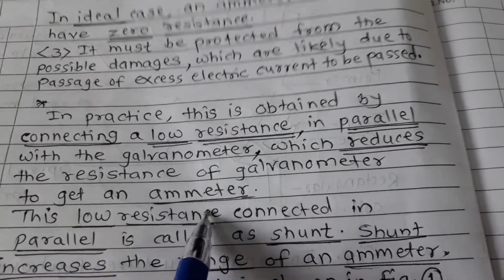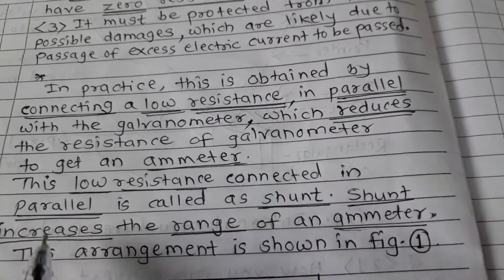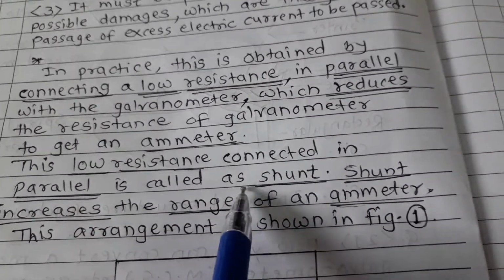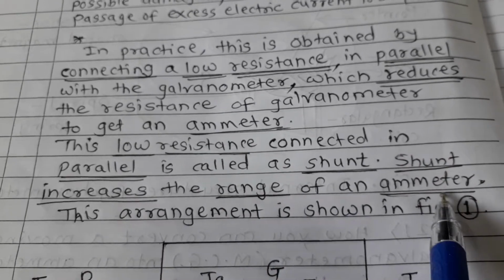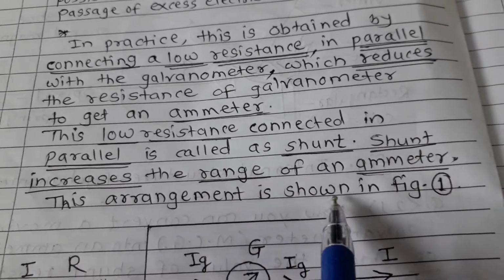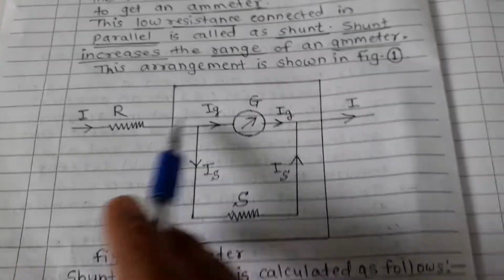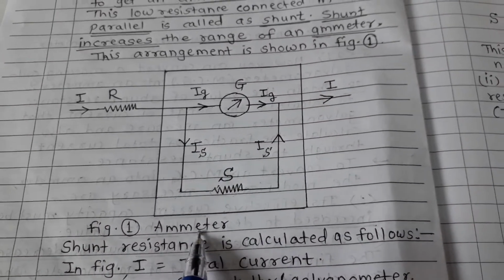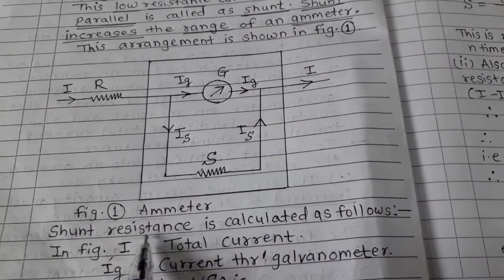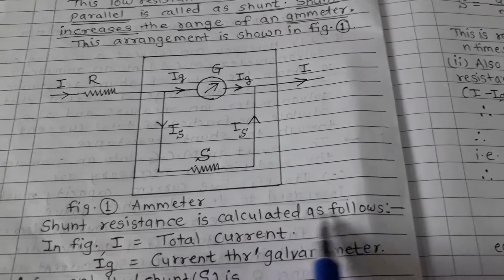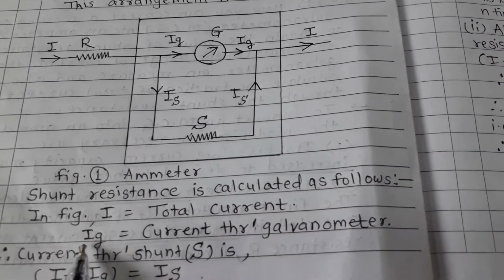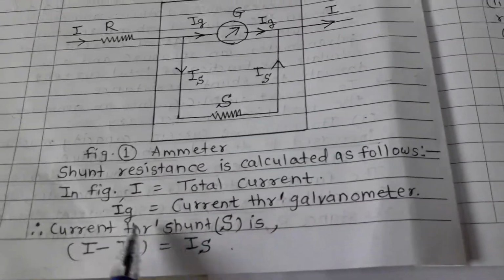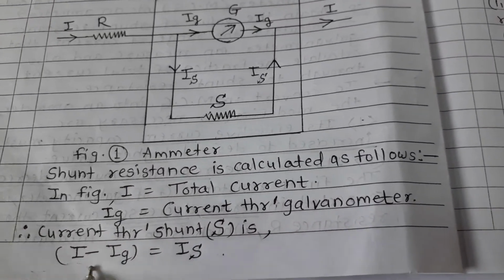This low resistance connected in parallel is called a shunt. A shunt increases the range of an ammeter. This arrangement is shown in figure 1. Here, this is figure 1, ammeter. Shunt resistance is calculated as follows. In the figure, I is the total current, Ig is the current through the galvanometer. The current through the shunt is I minus Ig, which is equal to Is.